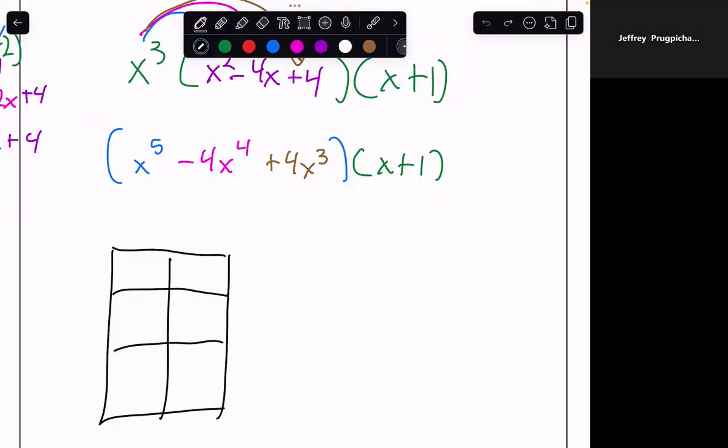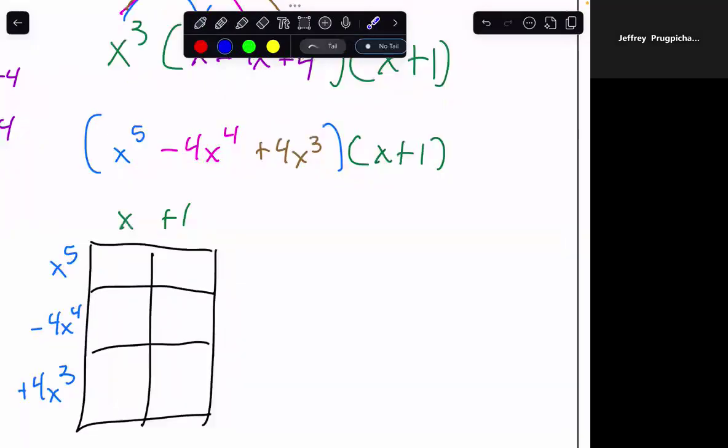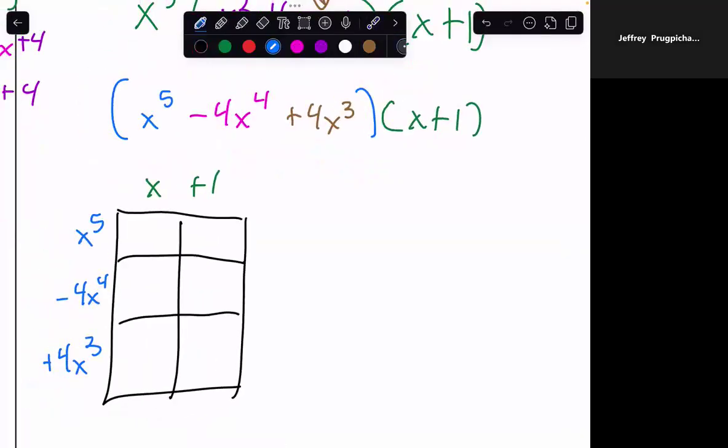Okay, so here I've got the x plus 1. And then down the other direction, I'll put the trinomial, the thing with 3 terms. It works a lot better if you put the exponents in order from biggest to smallest. So for each inner box, you just multiply together the row and column it's in.